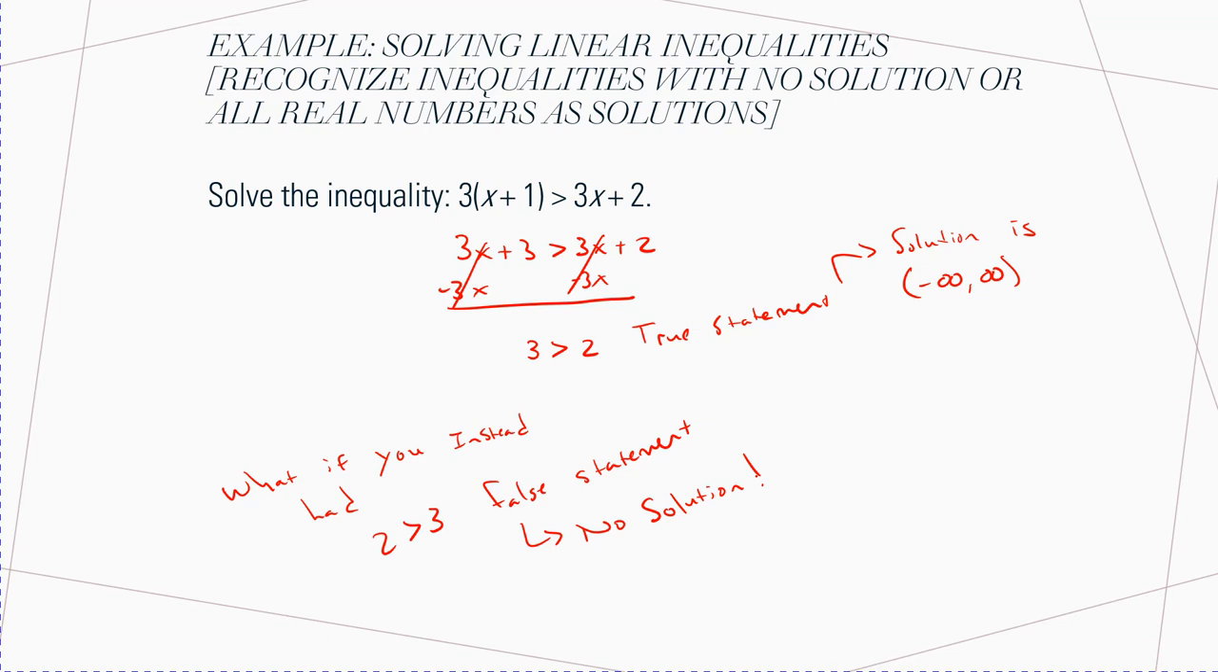And that's okay. You know, sometimes that'll happen. So this is a case here where the solution would be all real numbers. And then if you got a false statement like 2 is greater than 3, that would indicate that there's no solution to the inequality.